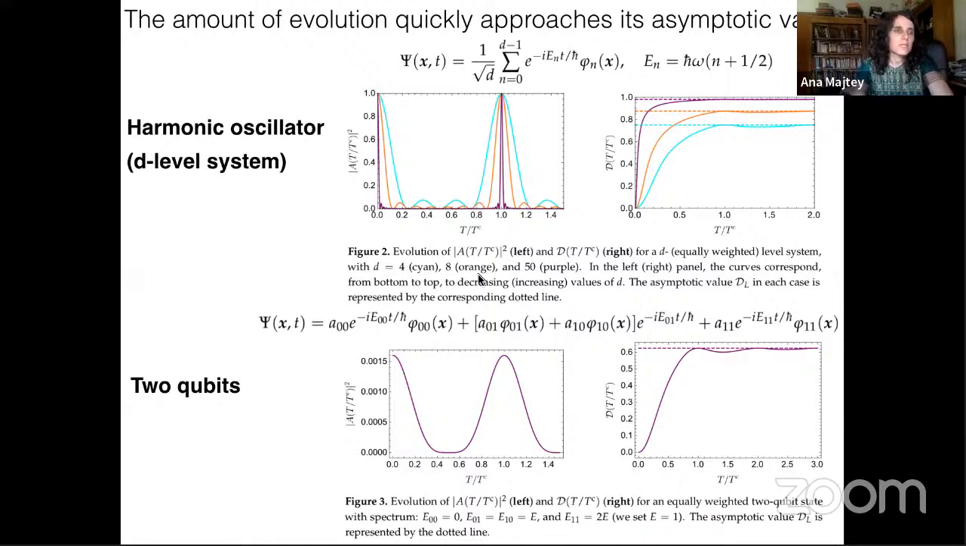We also consider here a 2-qubit system, which is a 4-level system. Here we consider a degenerate spectrum of energy, and we obtain a similar result. The measure D reaches or almost reaches its asymptotic value in a time related to the characteristic time of the system.